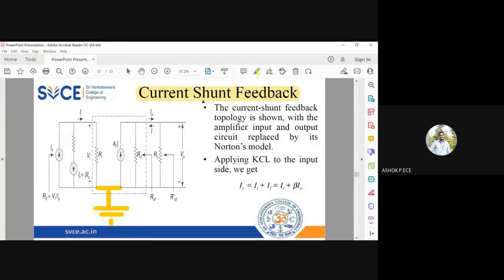Parallel is shunt. So in the current shunt feedback, the first word, current, indicates the output side, and shunt indicates the input side. So input side shunt means some resistance is coming in shunt, in parallel. So when will resistance come in shunt? Only when you have a current source. So on the input side you have a current source parallel to a resistance. This resistance is going to be RS. And on the output side, since it is current, you will be having one more current source parallel to R0.